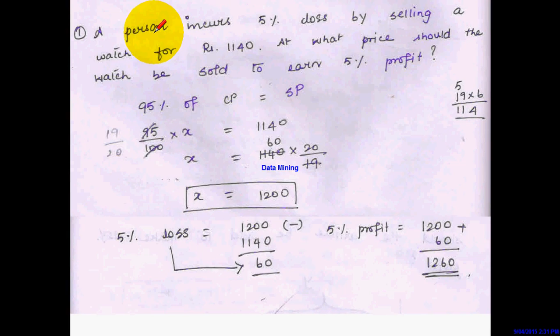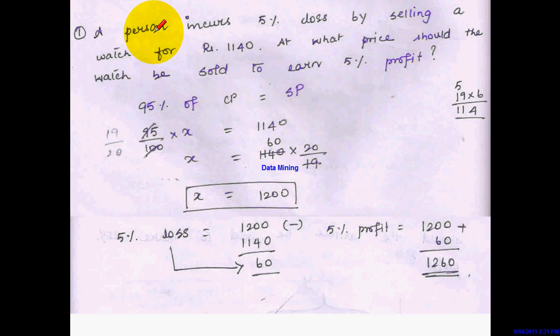Our cost price is 1200 and my selling price is 1140. So how much rupees have I lost in this transaction? 60 rupees. So the 5% loss amounts to 60 rupees. So at what price do I have to sell this watch so that I gain 5% profit? That is the question.